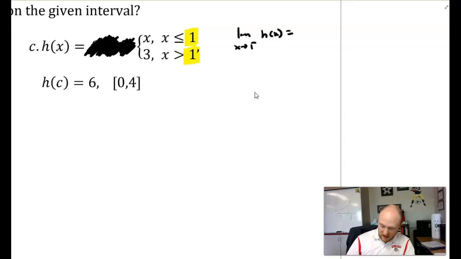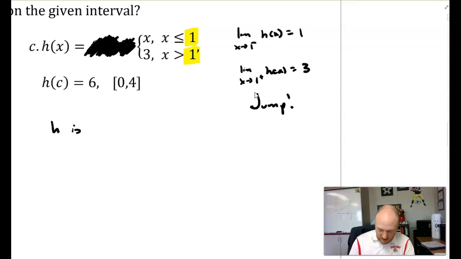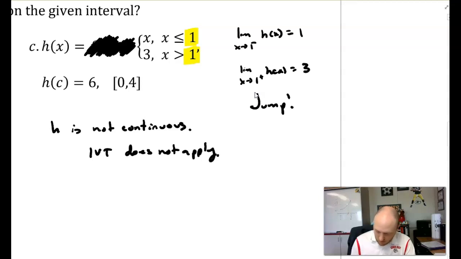So my limit from the left, that's just going to be 1, right? If I plug in 1. Okay, what is the limit as x approaches 1 from the right of h of x? That's 3. Oh, this is a jump. Discontinuity. So I say h is not continuous. IVT does not apply. Okay, so those are the cases where we just have to check the conditions.